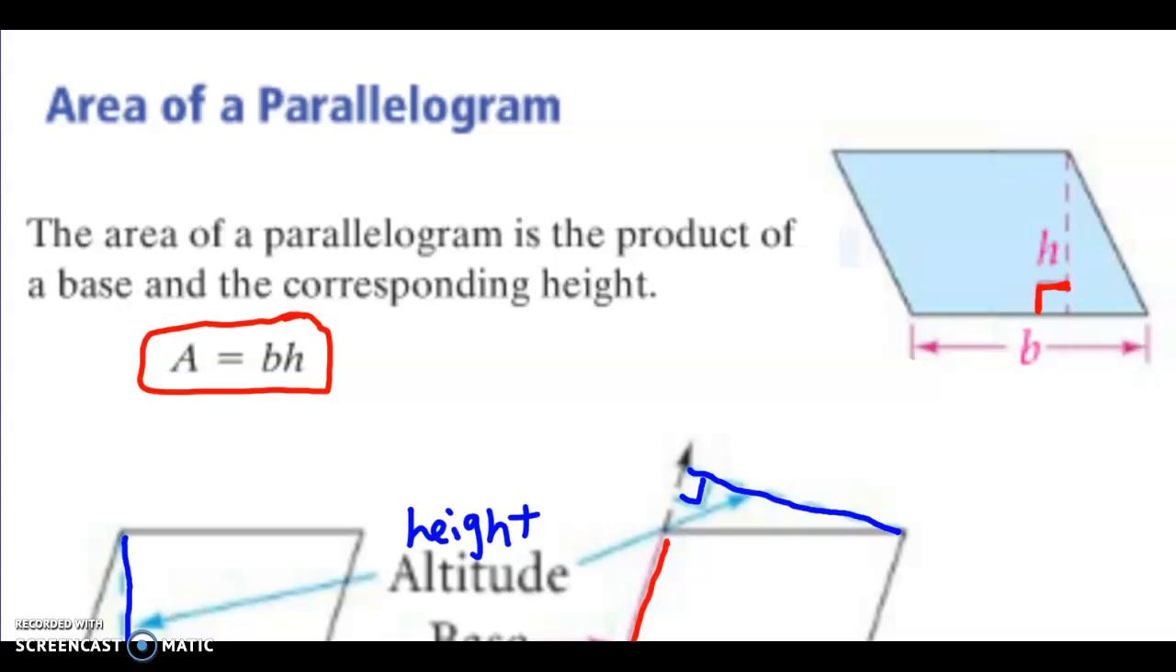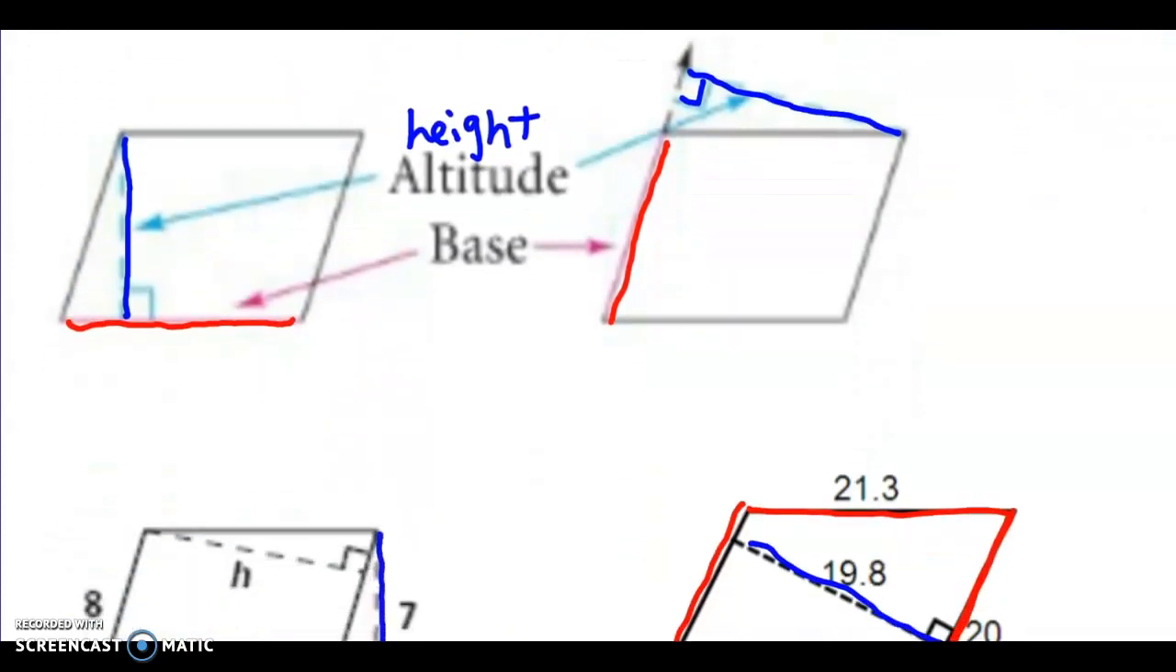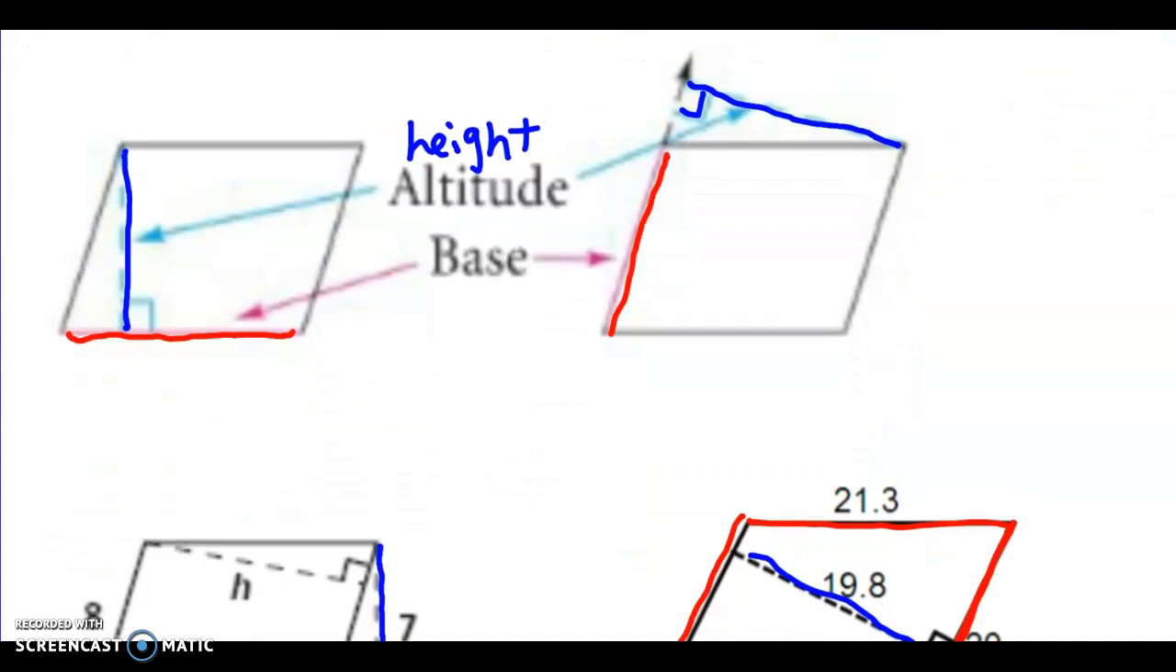All right, so area of a parallelogram, we know the formula to be base times height. So a lot of times we see it written like this. Okay, so base times height. Noticing over here on my picture that the base and the height always need to meet at a right angle. Super important, whether it's a triangle, a trapezoid, or a parallelogram, the base and the height always have to meet at a 90.